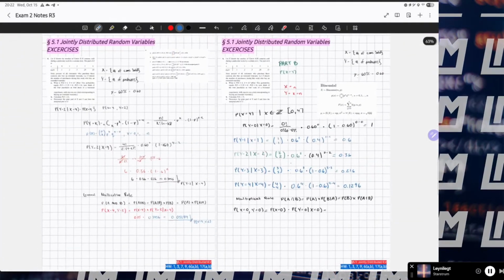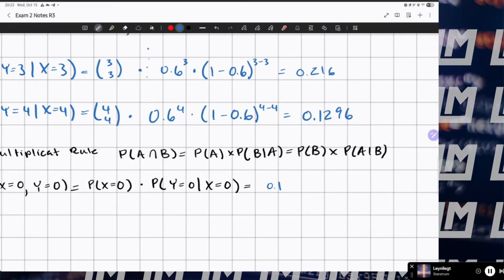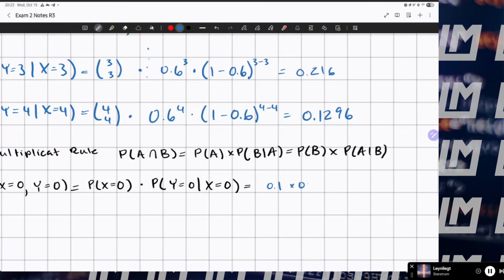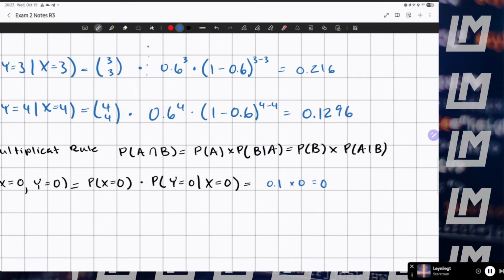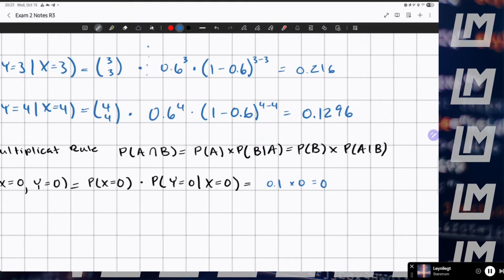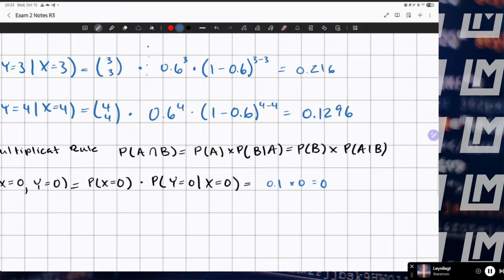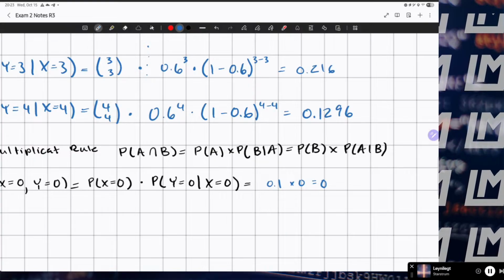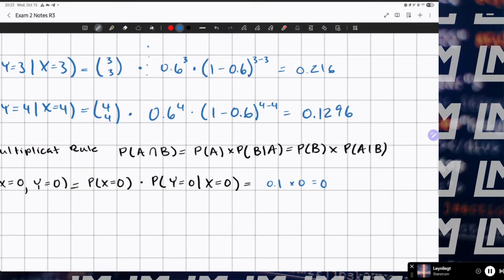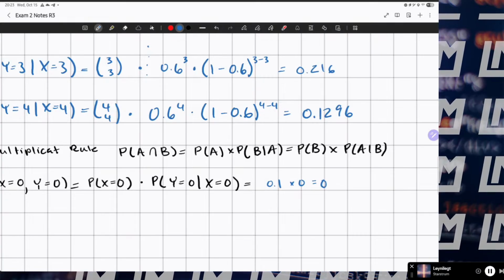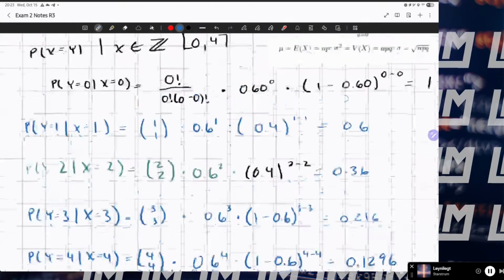So P of X times 0 is 0.1 times 0, which is equal to, that's not right. Oh, they messed up. Times 1. All right.